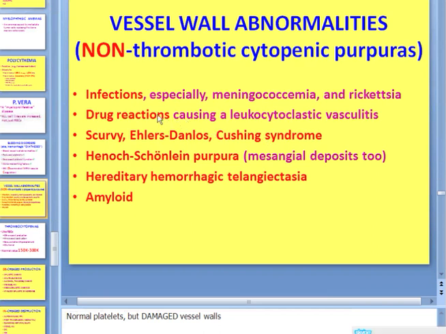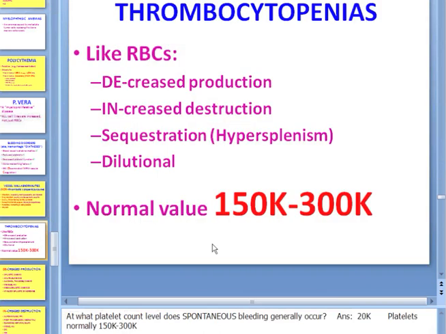When we go into dermatology, we'll talk about certain drug reactions causing damage to the blood vessels. And remember, especially the gram-negative bacteria, but including meningococcus and rickettsia, have toxins which are very, very damaging to blood vessels. So the common denominator for all these conditions is that you have abnormal, delicate, damaged, fragile blood vessels, which are going to be leaking blood even if your platelets are normal. But let's get to the big thing.